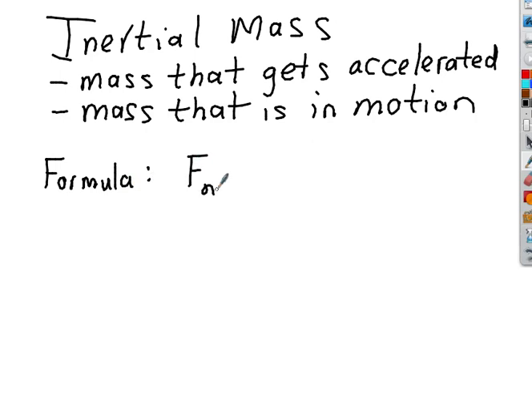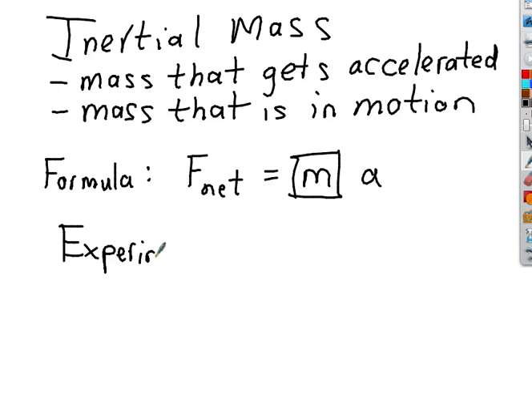The formula for inertial mass is our net force formula. When we find the mass using F net equals m times a, the m that we find with this formula would be called the inertial mass, because it's the mass that is being put into motion. It's the mass that's trying to resist motion, which is what inertia basically is, to resist a change in motion. So when we find that mass, that is the inertial mass. This one's going to be a little bit more difficult to do for an experiment. We have to use this formula to figure out the mass of the object, so we basically need to put an object into motion.